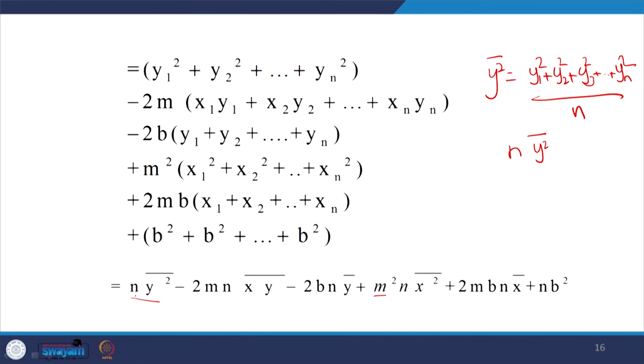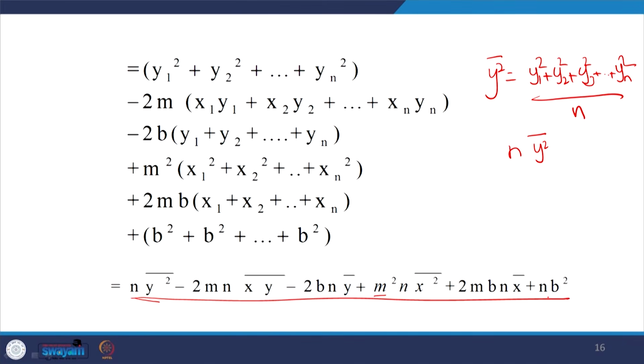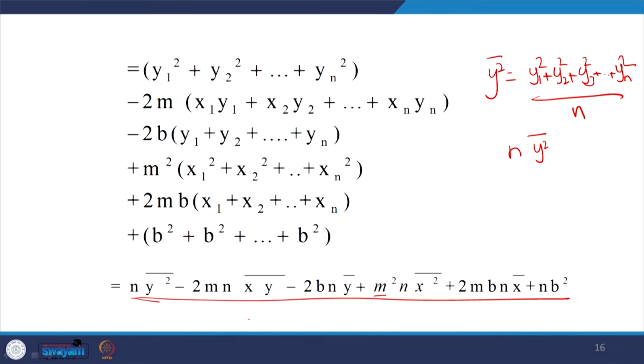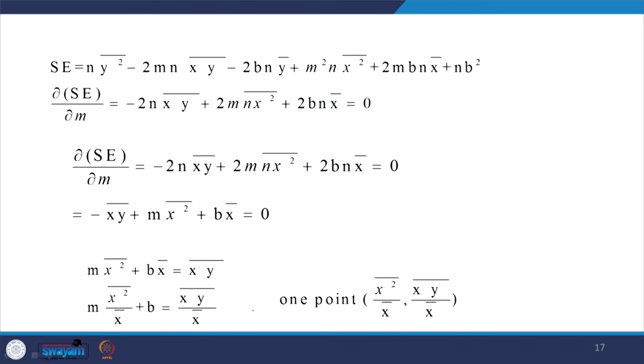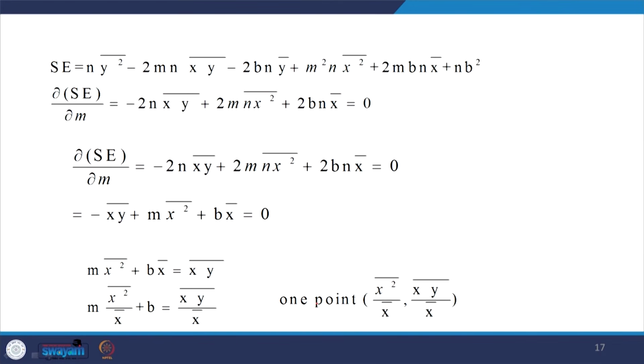So this is the simplified form of the error term. So actually it is a squared error. So what is happening: n y square bar minus 2mn xy bar minus 2bn y bar plus m square n x square bar plus 2mbn x bar plus n b square.